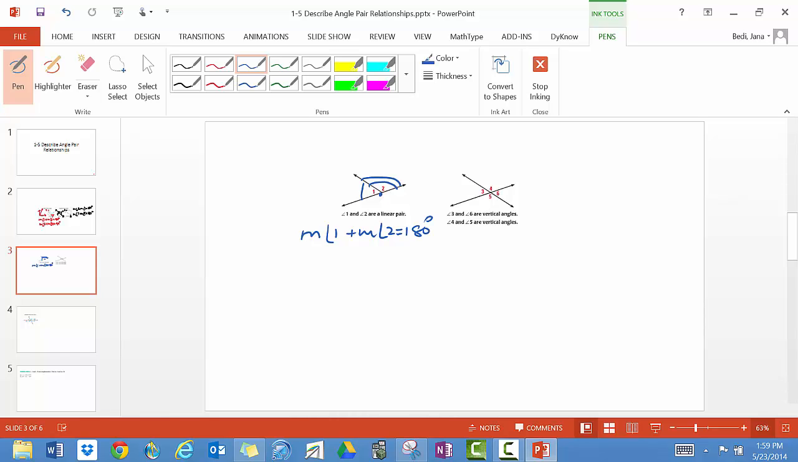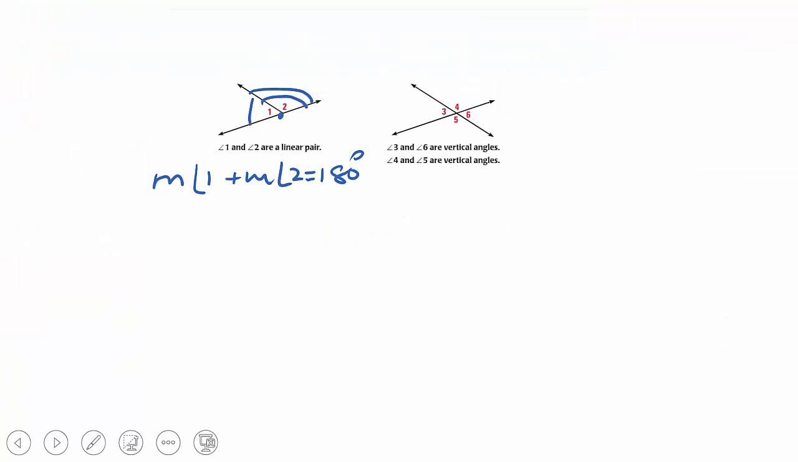You have two intersecting lines which form four angles, and angle 4 and angle 5, which kind of sit across from each other, share a common vertex. Their non-common sides form opposite rays. Okay, actually let's choose a different color here. Okay, those are vertical angles.